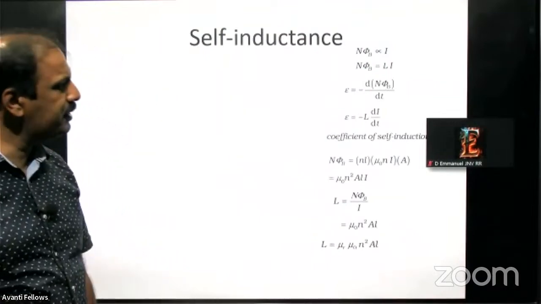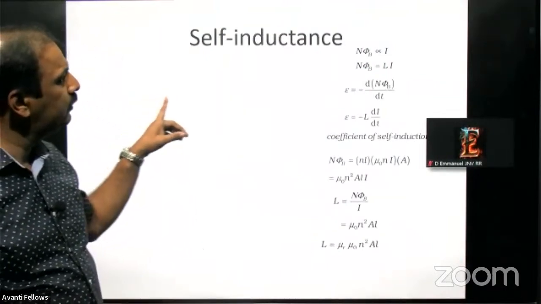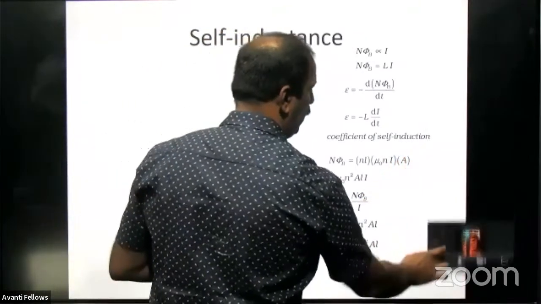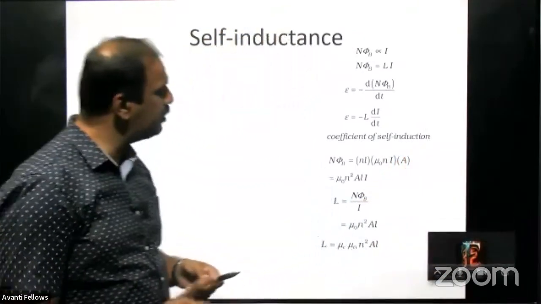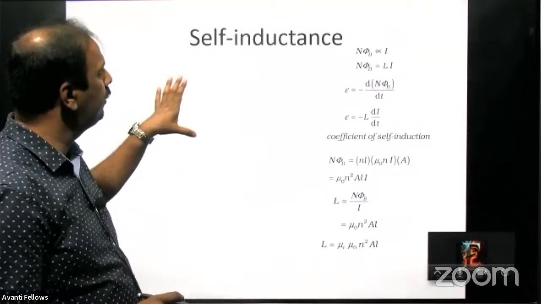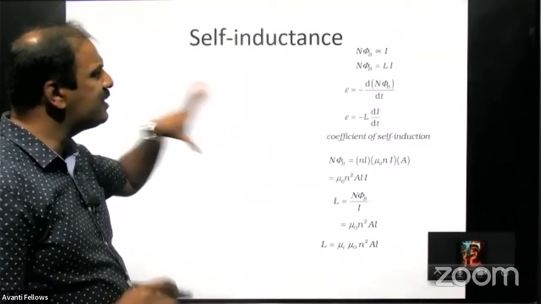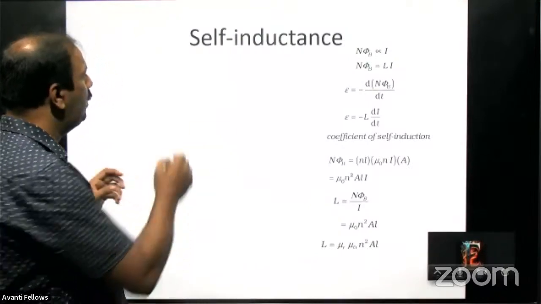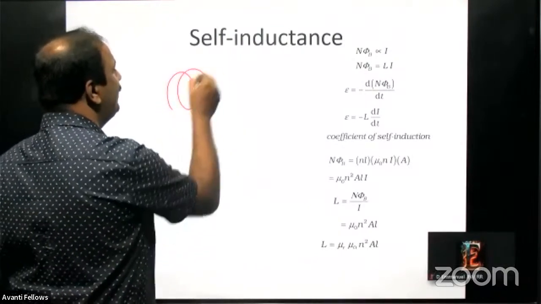So the self inductance is... when the self inductance comes, you see here, this is about the single coil. Okay, so we have to move a little bit fast now. So we have a single coil here like this.